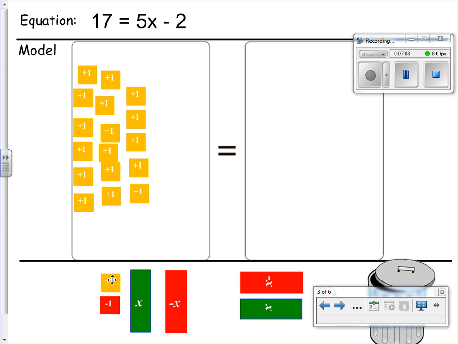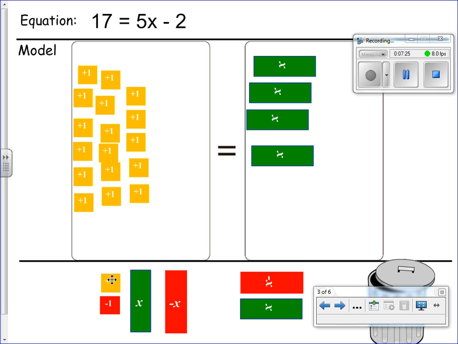All right, there's 17. So I'm pretty sure 1, 2, 3, 4, 5, and 12. Yes. All right, equals 5 x's. So I'm going to put 5 x's up there. I'm going to do it this way. It seemed like my x's kind of overlapped last time. That's the only reason why I'm doing this. 1, 2, 3, 4, 5 minus 2. So that's 2 negatives.